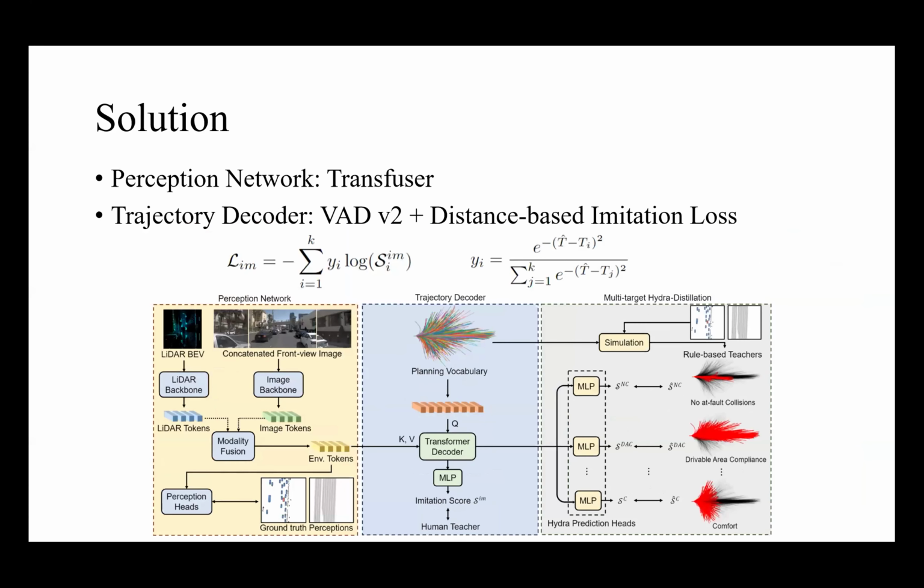For our perception network, we use Transfuser, which is the official baseline in the NAVSIM challenge. And for the trajectory decoder, we have a fixed planning vocabulary that contains about 4,000 or 8,000 trajectories that are sampled from the nuPlan database. And we use a distance-based imitation loss to supervise this whole planning vocabulary, in order to reward the trajectories that are very close to human drivers' behaviors.